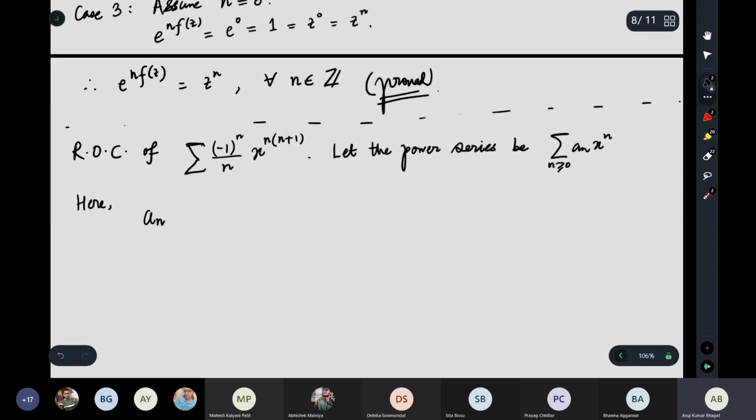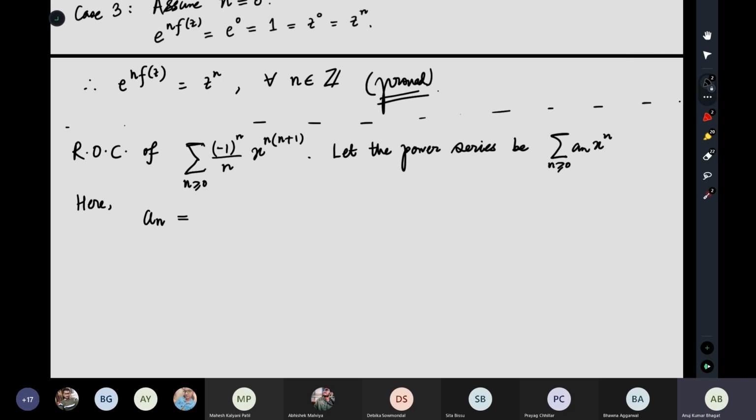So what is an? Can anybody tell me? An is minus 1 to the power minus n upon n by n, no. For this power, that is an. For other powers, it is always 0.